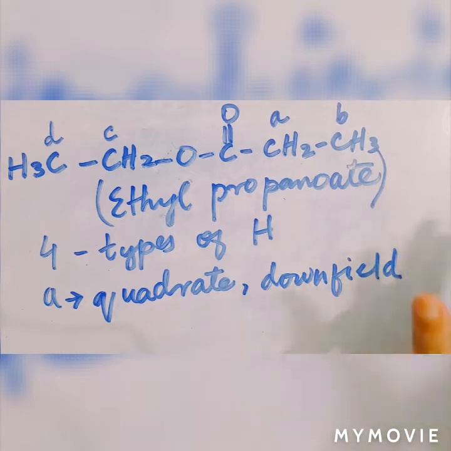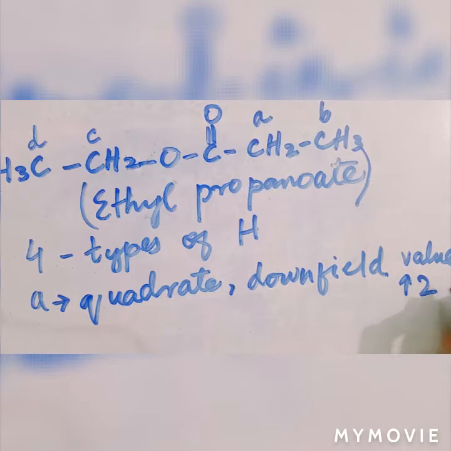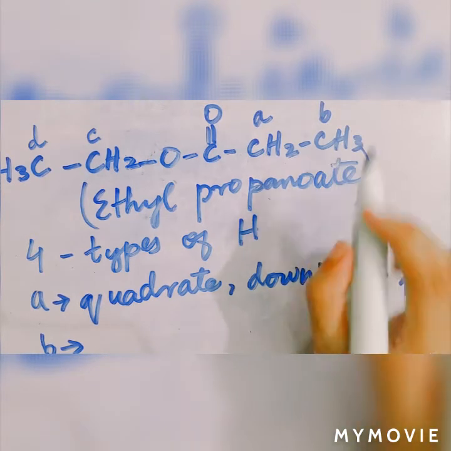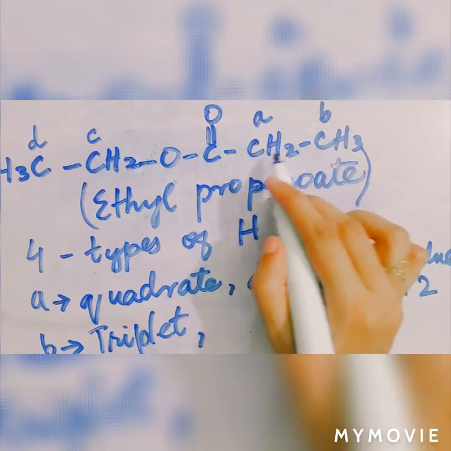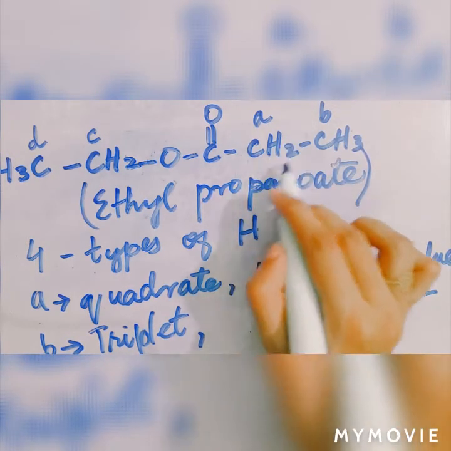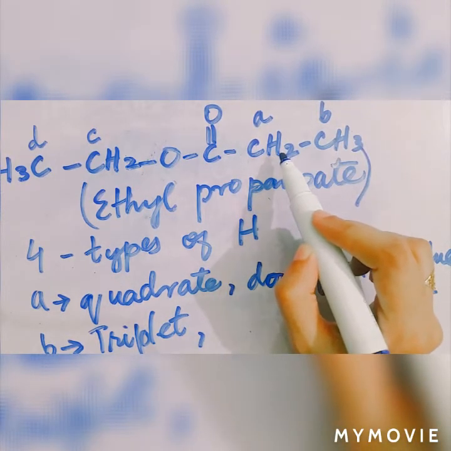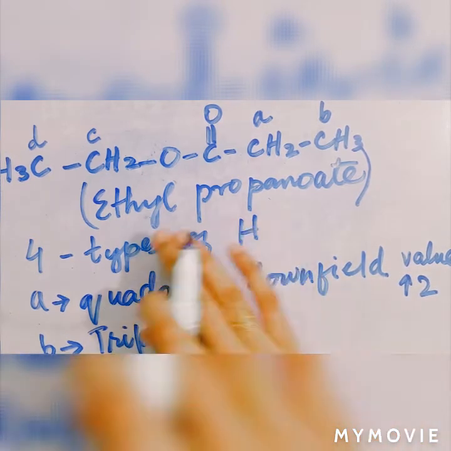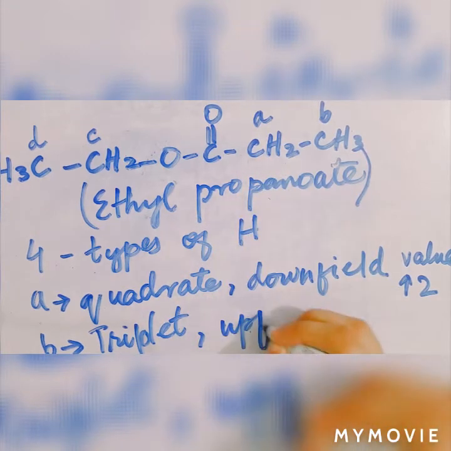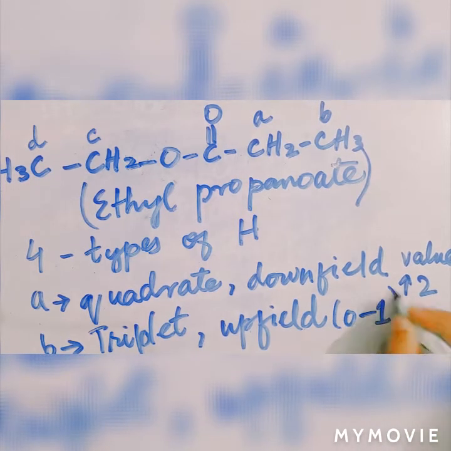And its value will be around greater than 2. B: this methyl will show a triplet because it is adjacent to CH2, meaning 2 protons plus 1, 3. 1 proton is of itself and 2 of them are of CH2. So it's upfield, obviously, as compared to the CH2, and its value will be around 0 to 1, very low.